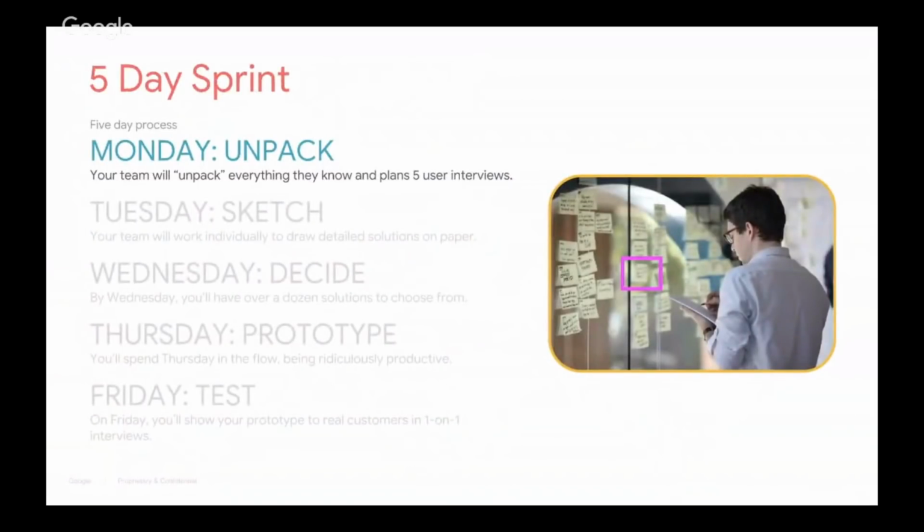Typically, Google Ventures Design Sprint is a 5-day process. So on Monday, you unpack. This is one of those diverge moments where you unpack everything you know about your product, about what you are sprinting, and you plan for 5 user interviews to get even more information outside of what is available in your sprint team. This could involve bringing in experts from your team. Really, you're trying to get as much information as possible.